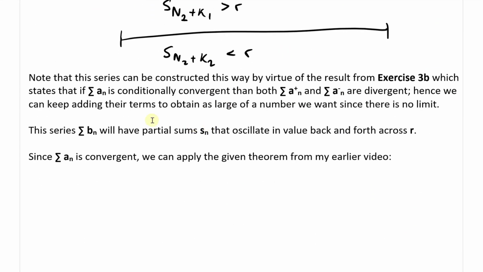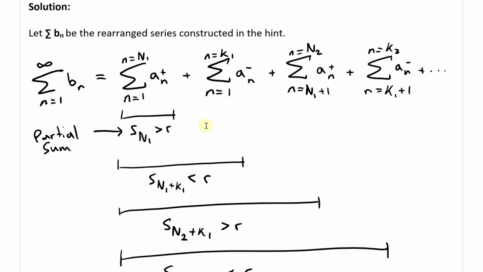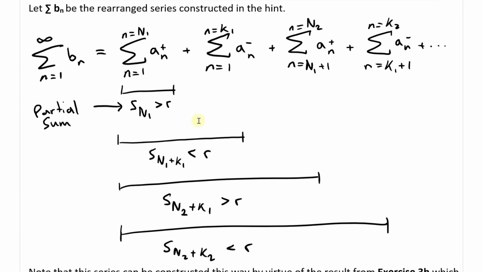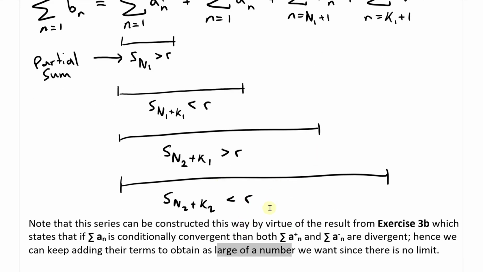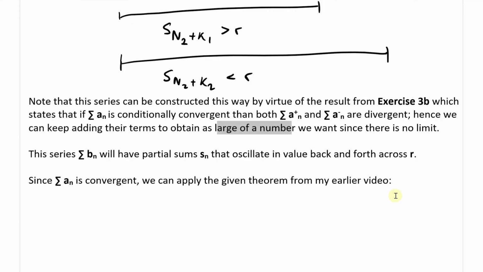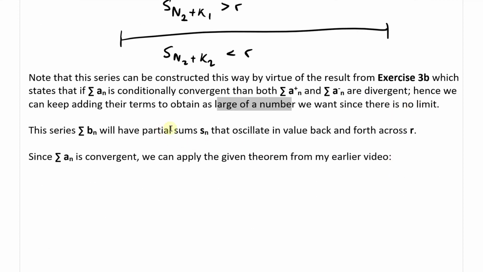What that means is, hence, we can keep adding their terms to obtain as large a number as we want, since there is no limit. They don't approach a limit. So we could always collect enough of these such that the cumulative sum is greater than r initially, then less than r, then greater than r, then less than r. Even if we have to take 1 million terms, we can do that because they diverge. There's no actual limit. It goes to infinity. So we could do infinite things when we have an infinite limit.